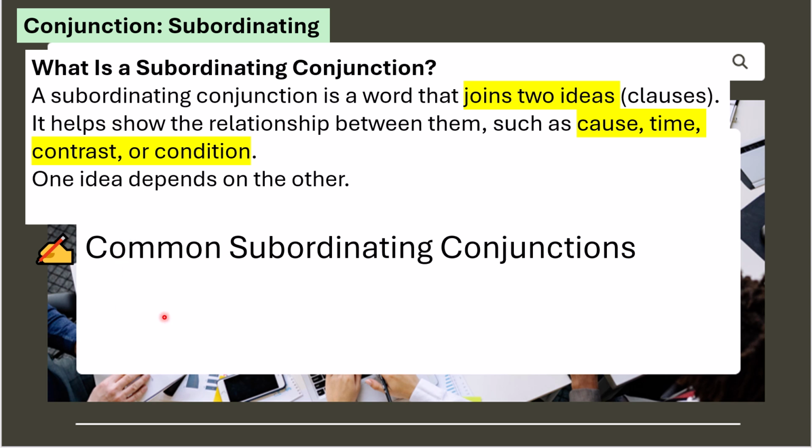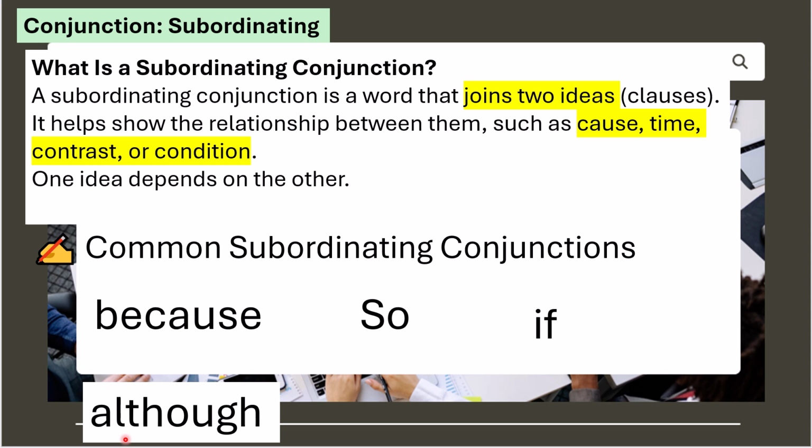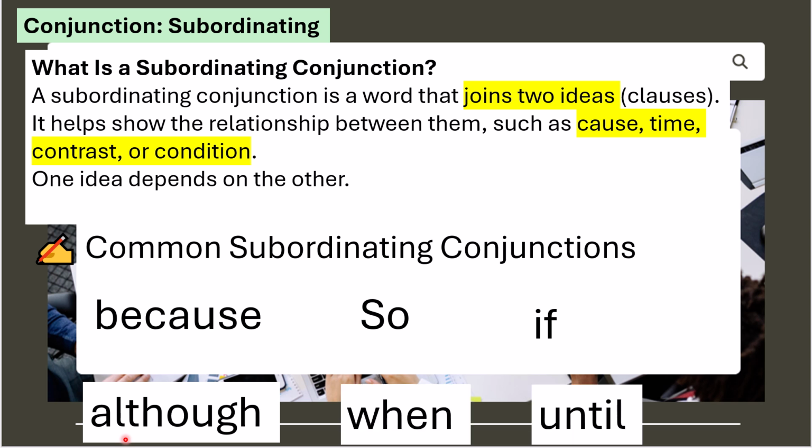Some of the common subordinating conjunctions are because, so, if, although, when, until. So these are all called subordinating conjunctions. And what are they doing? It is the word that joins two ideas. Okay. Next, move on to the next part.